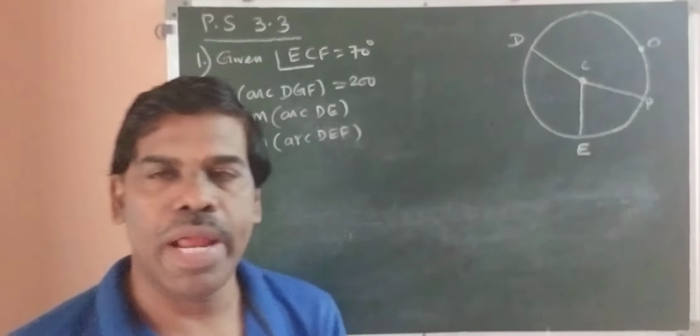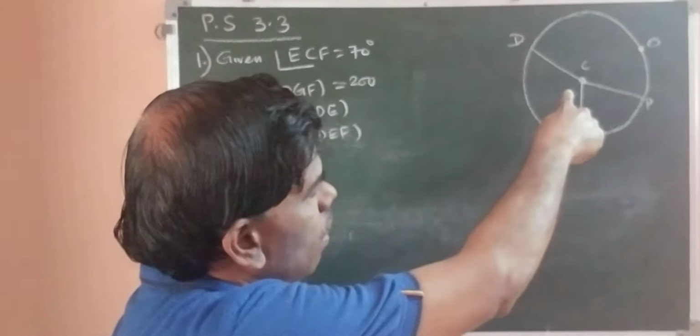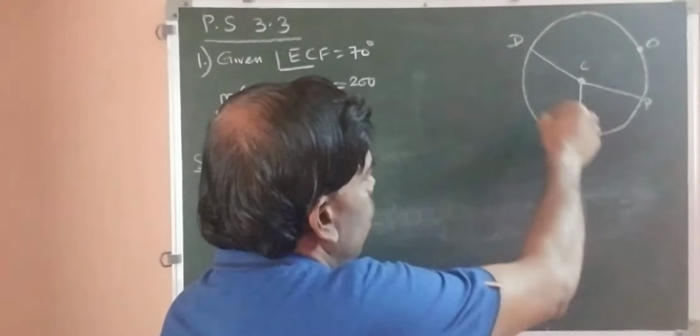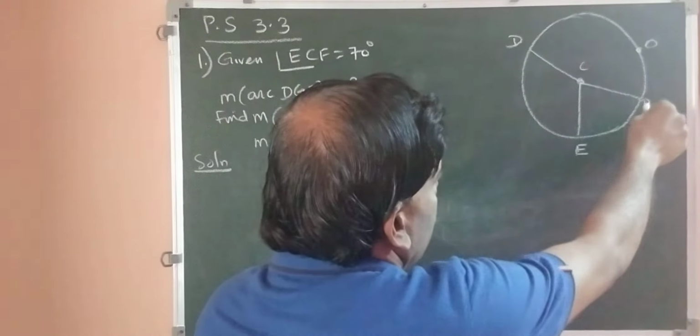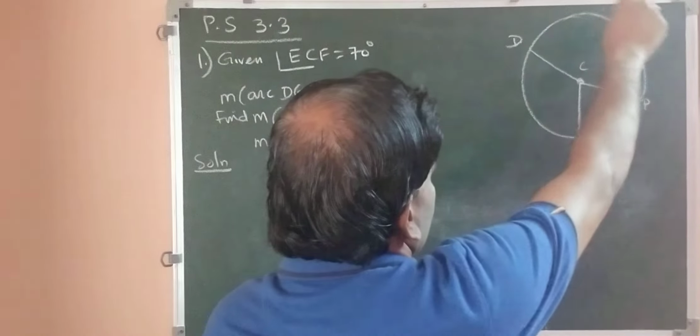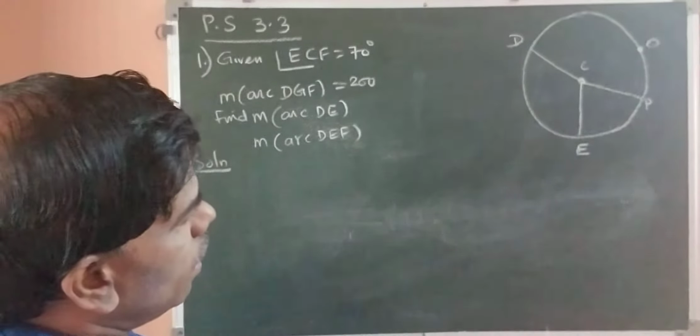Students, we will see practice set 3.3. There is a circle with center C, and we have minor arcs DE, EF and FD, and then we have the major arc DGF. Now listen very carefully.